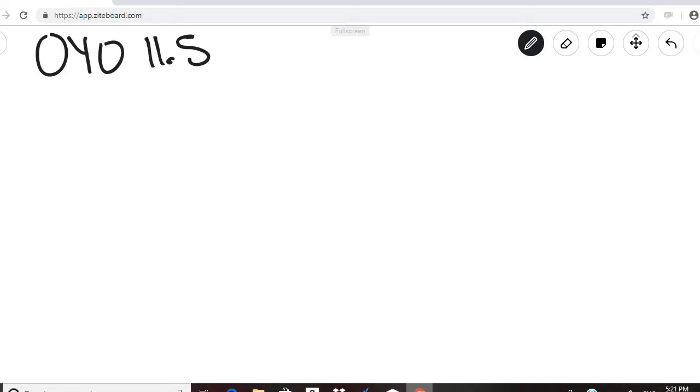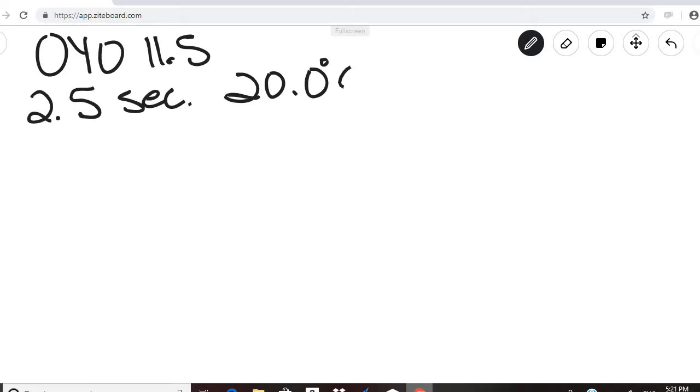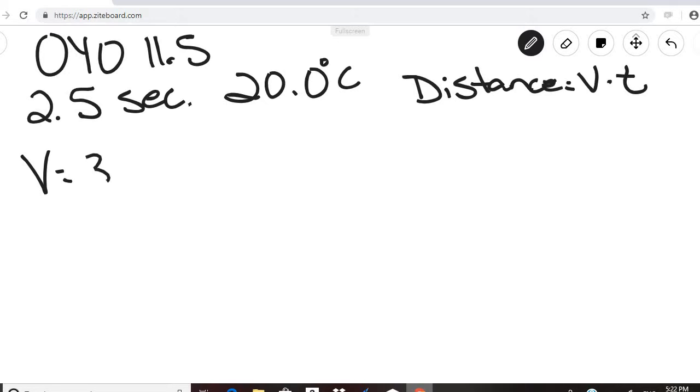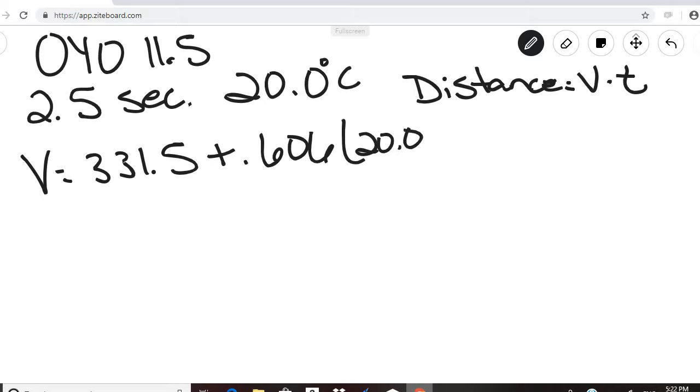So if you hear a thunderclap 2.5 seconds after you see the lightning, how far away was the lightning if the temperature is 20.0 degrees C? Okay, so again, we know that distance is equal to velocity times time. We're given the time, and so we can determine the velocity. Velocity is 331.5 plus 0.606 times 20 degrees C.